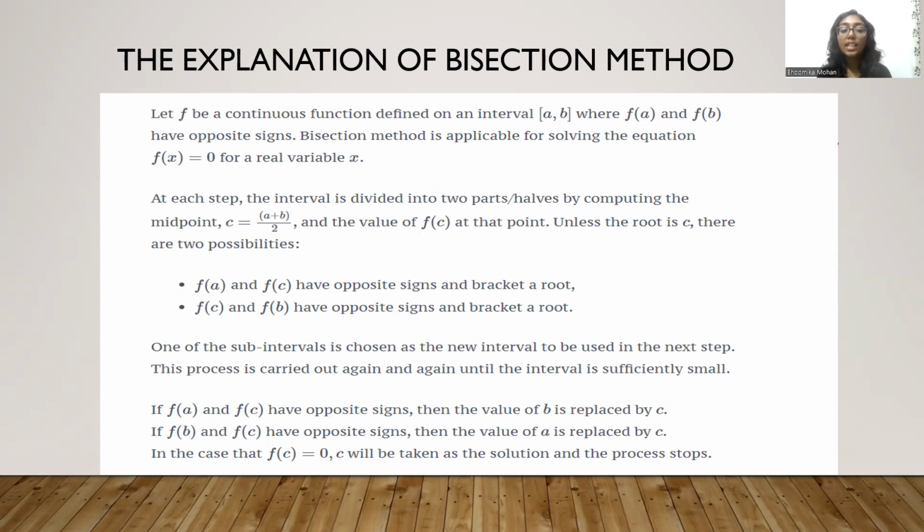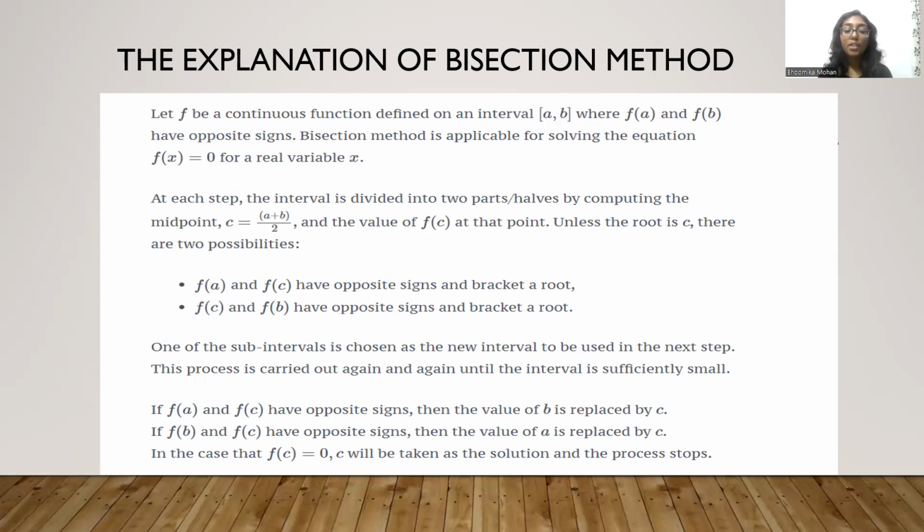Unless the root is c, there are two possibilities. f of a and f of c have opposite signs and bracket a root. Or f of c and f of b have opposite signs and bracket a root. One of the subintervals is chosen as the new interval to be used in the next step. This process is carried out again and again until the interval is sufficiently small.